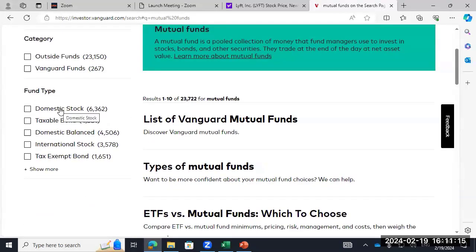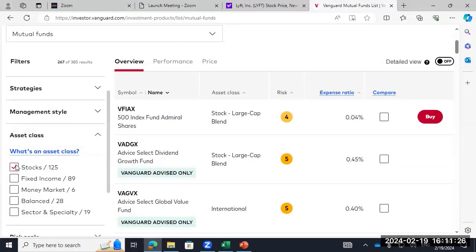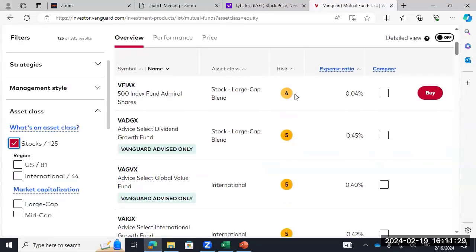All right, so here they have domestic stock, international stock. Let's do a list of their funds. And let's only do stocks. They have 125 stock funds.